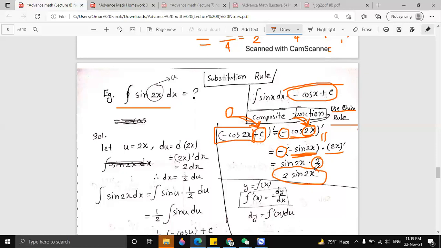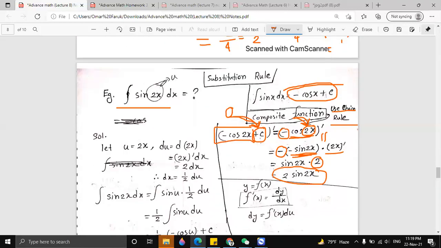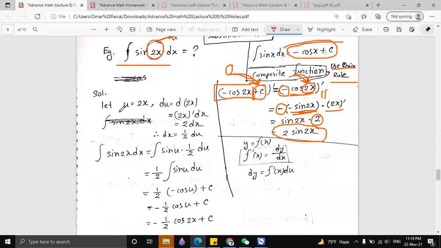So guys, that was our chain rule, that was in differentiation. So now let's come back to integration. For integration, we let this be u, okay? So u equals 2x. Now we differentiate both sides. We differentiate u and we differentiate 2x.